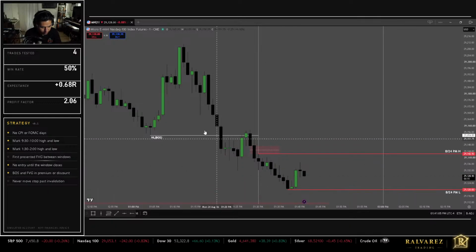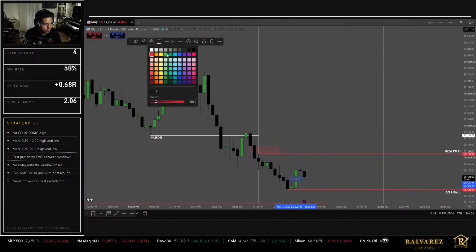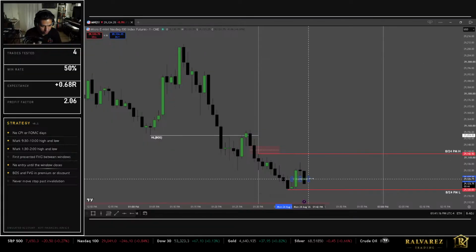Actually, we do. No, we have a very small first presented fair value gap right there, bullish. So we changed from bearish to bullish. It doesn't mean we're bullish, but just the first presented fair value gap is bullish.